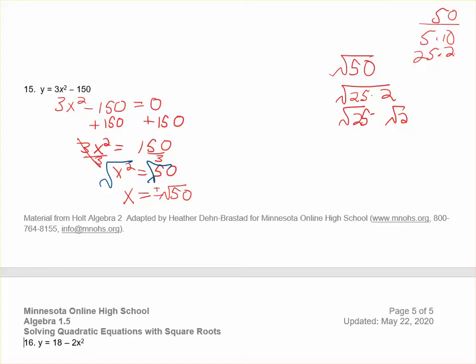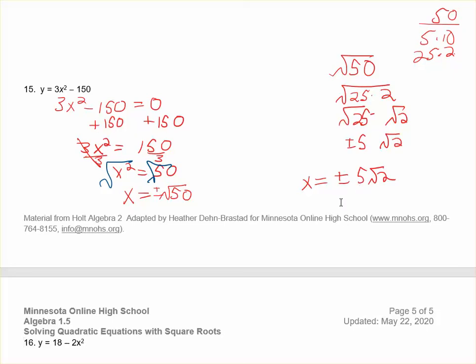And what is the square root of 25? The square root of 25 is 5, and it's plus or minus, and then the square root of 2 cannot be simplified. So x is equal to plus or minus 5 times the square root of 2. And remember to write the plus or minus. There will be 2 solutions to this.